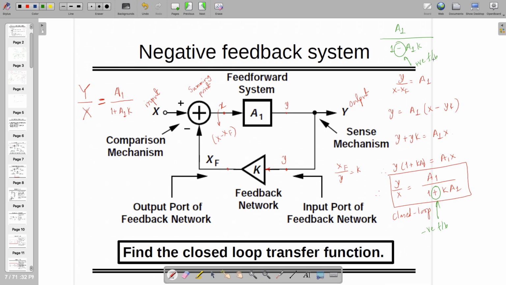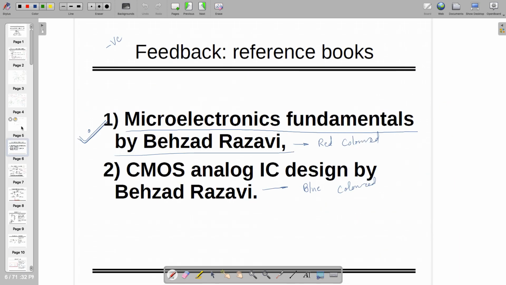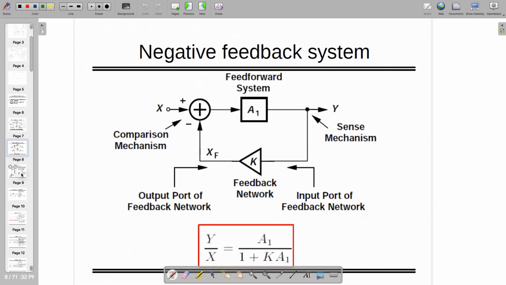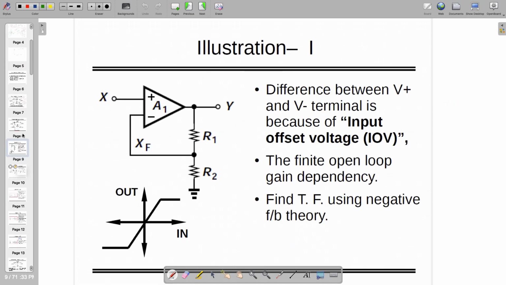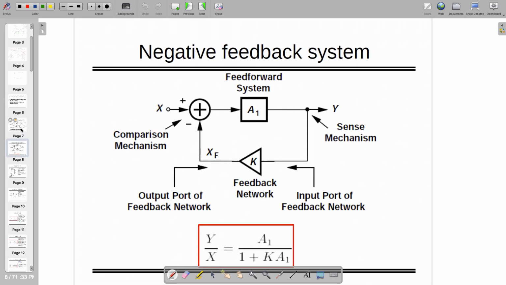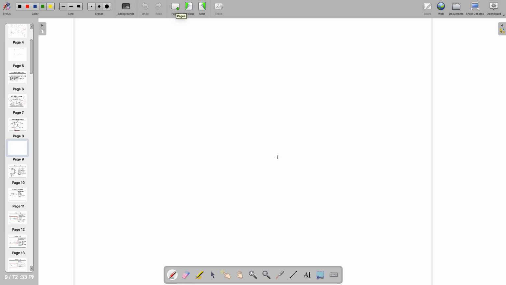That is the main point we need to understand first. Here you can understand that closed loop gain is A1 divided by 1 plus kA1. Let's keep it somewhere in your mind. But before that, let's understand one more thing. We started this course with one fact, that I am going to make an amplifier which will be process, voltage and temperature independent. Right? This is what we wanted.